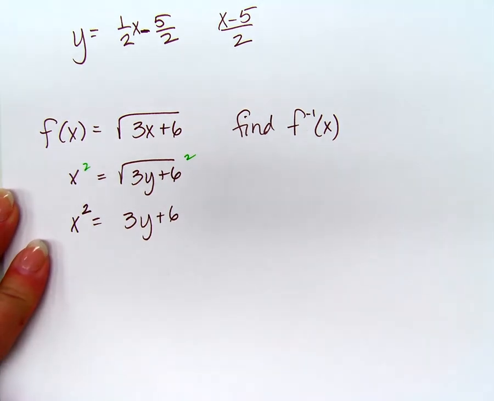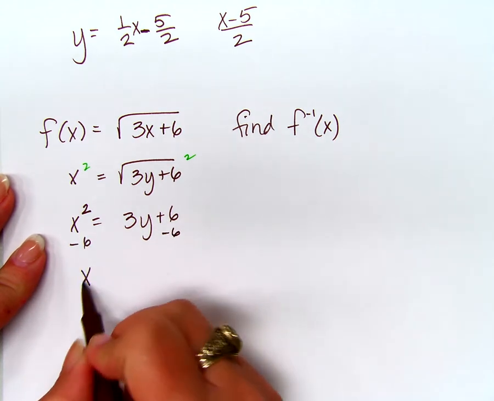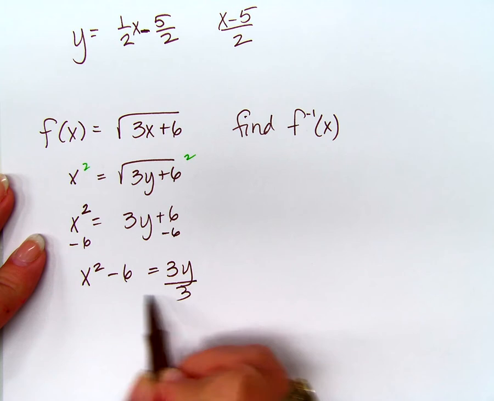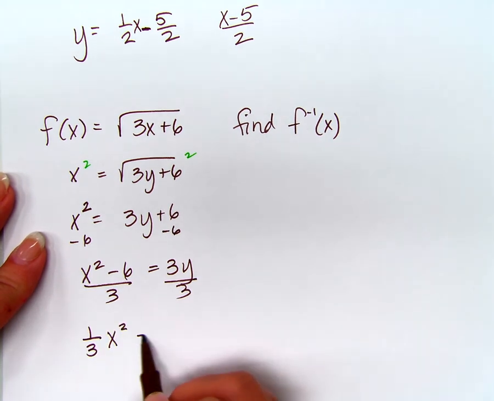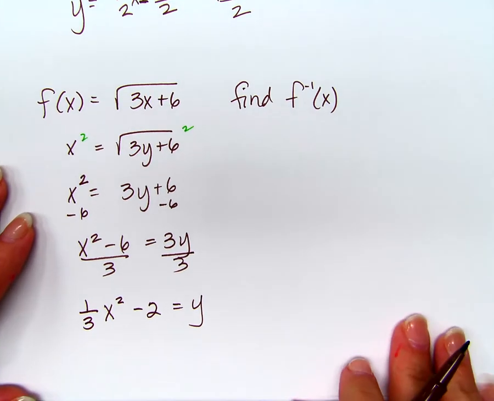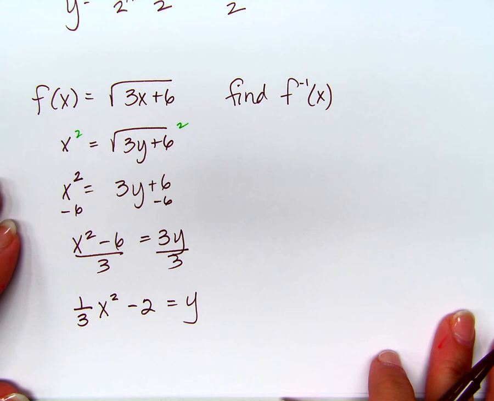I can actually go back on the video and see, but who cares right now? Subtract 6 from both sides. X squared minus 6 equals 3y. So when I divide everything by 3, I should get 1/3 x squared minus 2. You okay with that? Maybe that'll help.